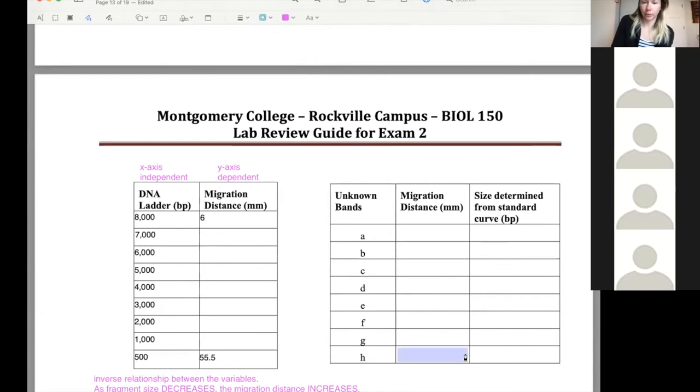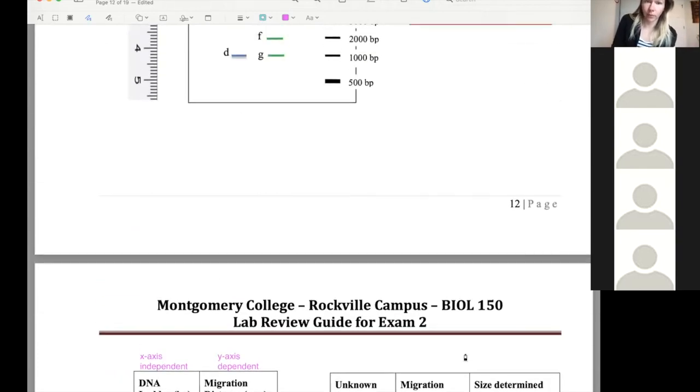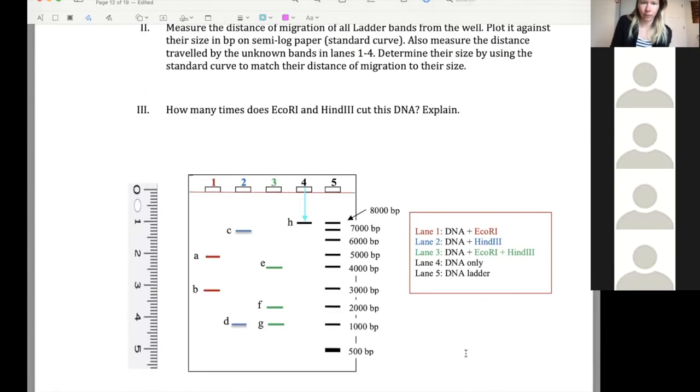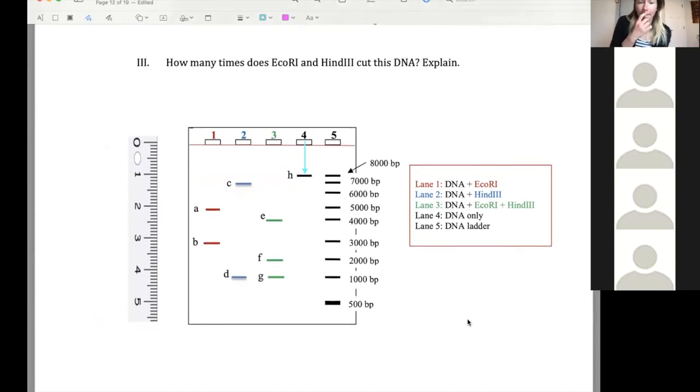Professor, I have a question about part three. How are we supposed to figure that out? The third question. Yeah. This has to do with the number of cut sites and the number of fragments we get.